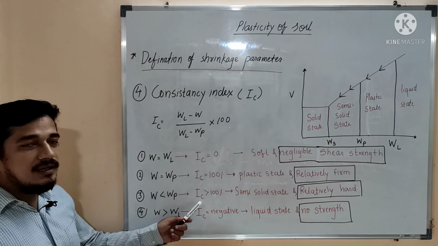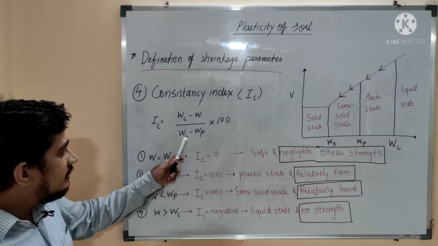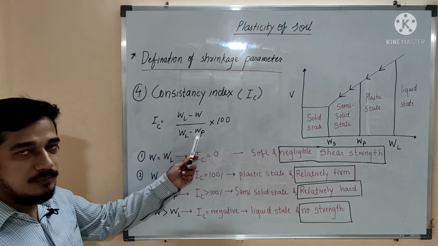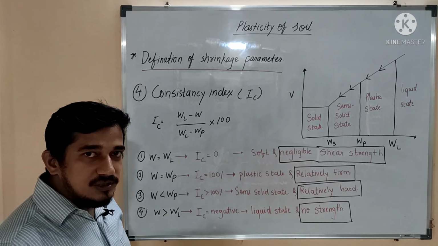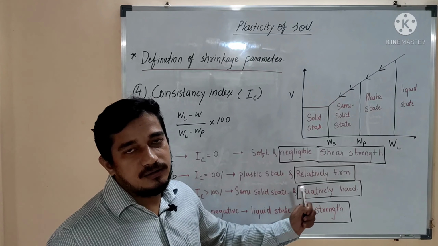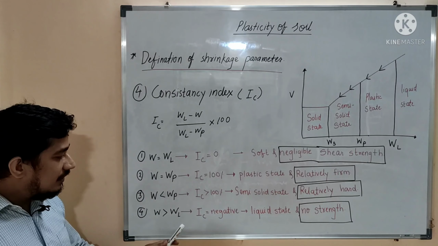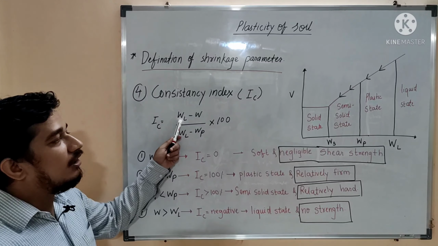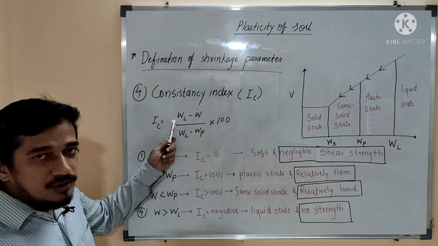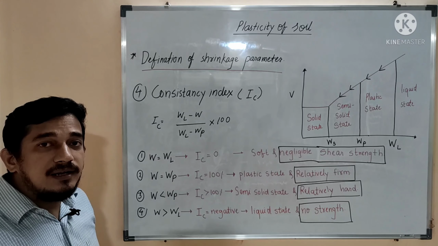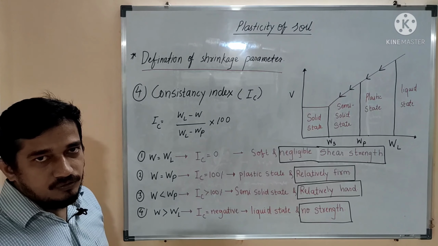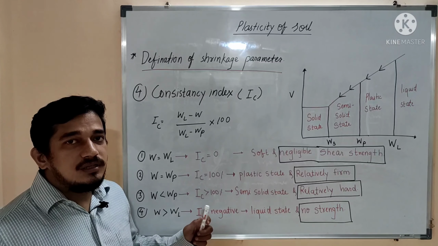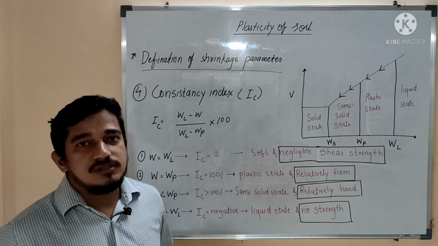Next, when the IC is greater than 100%, it means that this natural water content is at a lesser value than the plastic limit. So it is in a semi-solid state and it is relatively hard. Next, when the IC is negative, it means that this natural water content is at higher value than this liquid limit. So it is having no shear strength or it is flowing like a liquid. Important part about this consistency index is that the consistency index is also called as a relative consistency.